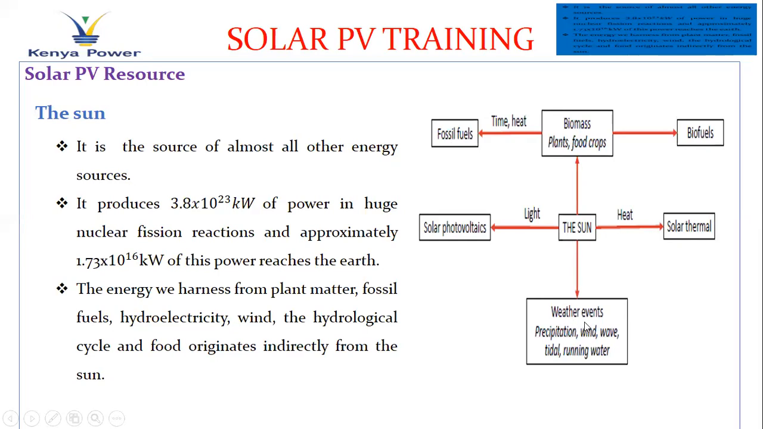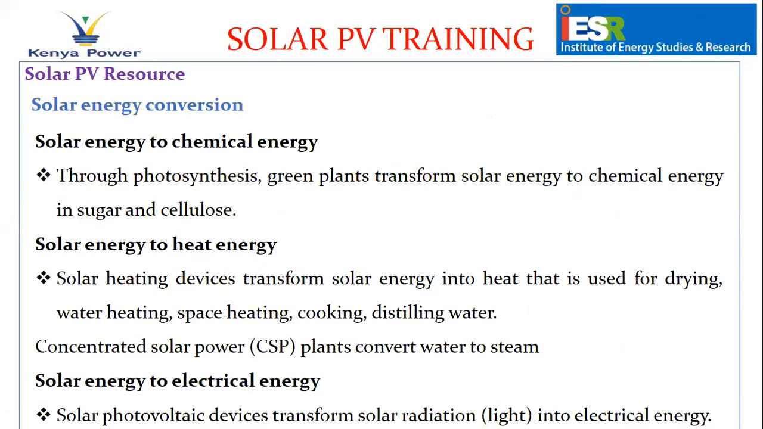From the sun also, it has got an influence on the weather events. For instance, we have precipitation, wind, wave, tidal, and running water. All those are other forms of energy from the sun, which are contributed to by the weather events. So we can convert solar energy into other forms of energy. For instance, we can convert solar energy into chemical energy, as happens with green plants, which convert solar energy into chemical energy using photosynthesis. And that is how we are able to get, for example, sugar and cellulose.